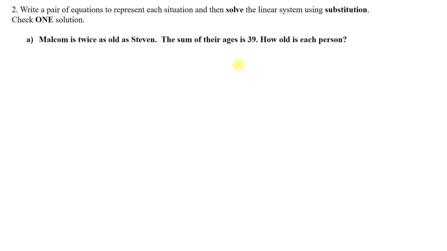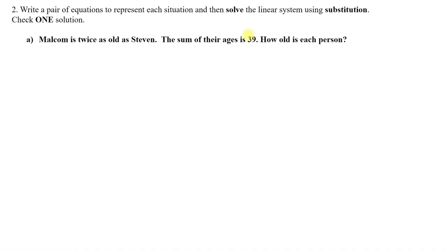Write a pair of equations to represent each situation and then solve the linear system using substitution. So we have two statements here. Malcolm is twice as old as Stephen, and the sum of their ages is 39.